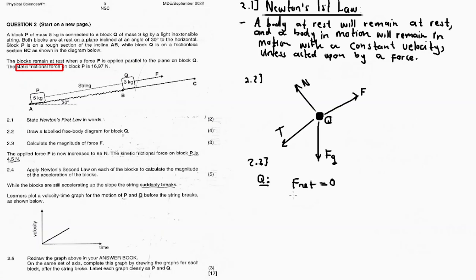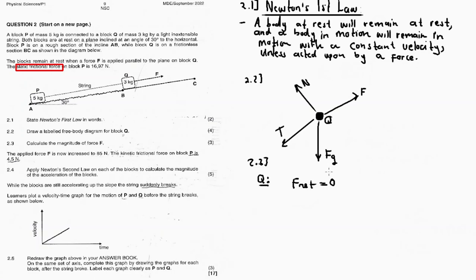So for F net, let's choose the direction upward as positive. So you look at the direction the object moves, like block Q moves parallel to the inclined plane. It means that for the net force, we calculate using the forces which are parallel to the incline.